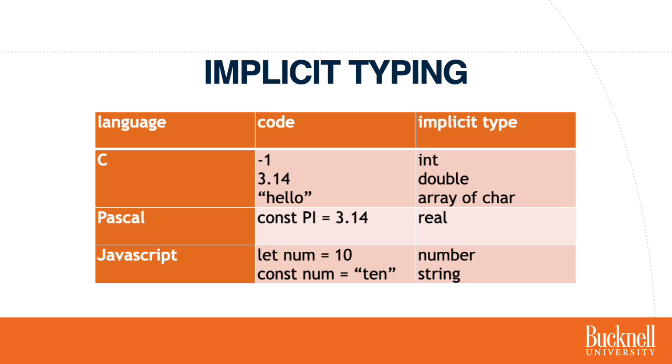We also have two JavaScript examples here. Let num equals 10. Well, JavaScript is using an implicit type here of number, but an explicit declaration using the let command. Similarly, const num equals 10. Const is an explicit declaration that we're creating a constant. However, the type of the constant is a string, and that's implicit.